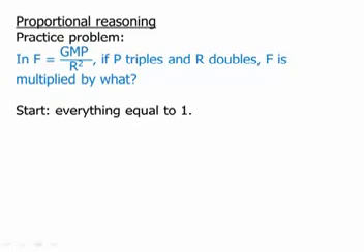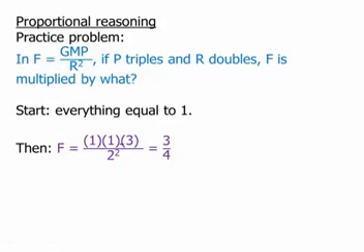So we'll start with everything equal to 1. 1 equals 1 times 1 times 1 over 1 squared. That works. Now we're going to change the P to a 3. We're going to change the R to a 2, so we get a 2 squared in the denominator. We're going to leave the F as a variable. And what we're going to get is 3/4. So the force is multiplied by 3/4 when we make these changes.